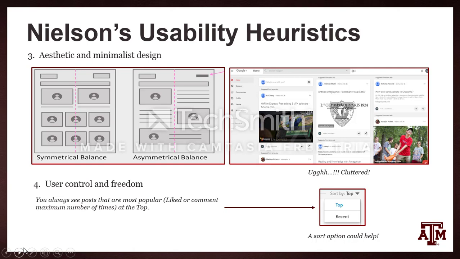The fourth one is user control and freedom. One of the issues people reported was that they usually see the same posts again and again. So a sort option would help in choosing what the user wants to see, whether they want to see recent posts or the top posts.